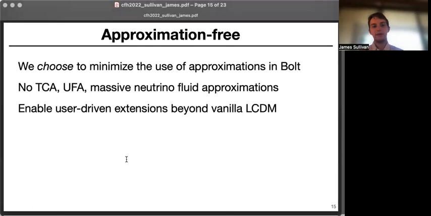All right, the second point to make here is that we aspire to be as close to approximation free as possible in Bolt. And this is a conscious choice. We're trying to minimize the use of approximations in Bolt, even though these approximations can speed up the code. We don't have any tight coupling approximation, ultra-relativistic fluid approximation, or massive neutrino fluid approximations, for example. And the point of this is that if you come up with something new and want to implement it in the code, it should be as close as possible to just working. You shouldn't have to rederive a new TCA and add a whole bunch more functions to your code just to try out something new.